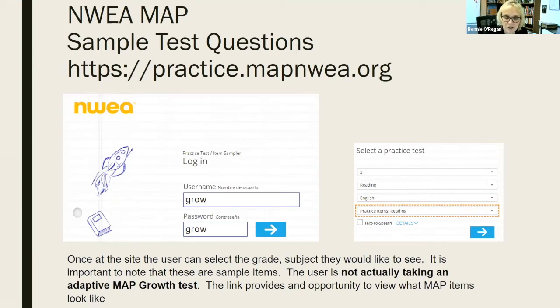These test questions are not actually adaptive. They're just giving you an idea of what the items look like.